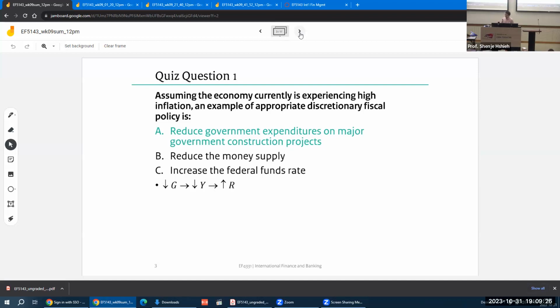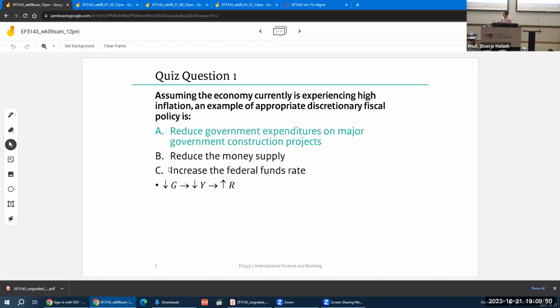Assuming the economy currently is experiencing high inflation, an example of an appropriate discretionary fiscal policy is which of the following. So anything that talks about monetary policy is wrong, right? Because we're talking about fiscal policy. So C and B are all monetary policy actions. So if you chose that, that's wrong. A, reduce government expenditures on major government consumption projects.